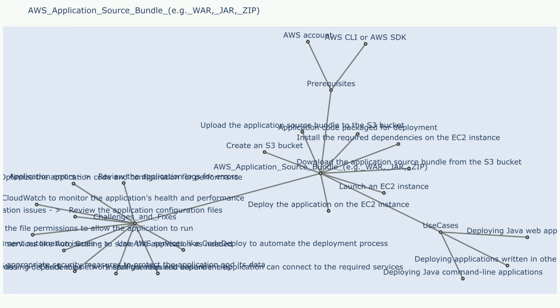Network connectivity issues. Check the network configuration and ensure the application can connect to the required services. Verify that the EC2 instance has the correct security group rules to allow inbound and outbound network traffic for your application. Security issues. Implement appropriate security measures to protect the application and its data. Use security best practices to secure your EC2 instance, network traffic, and application data.